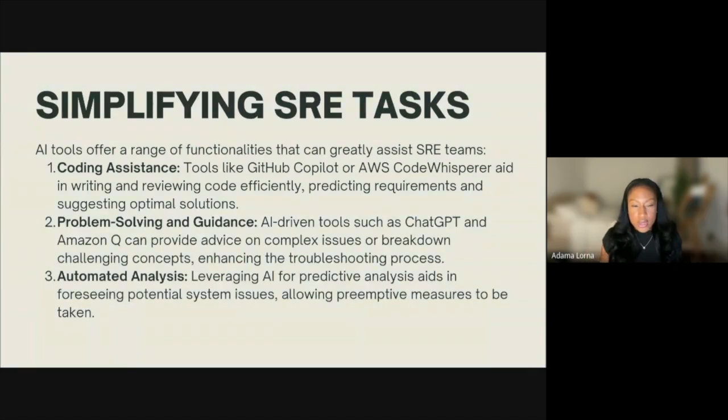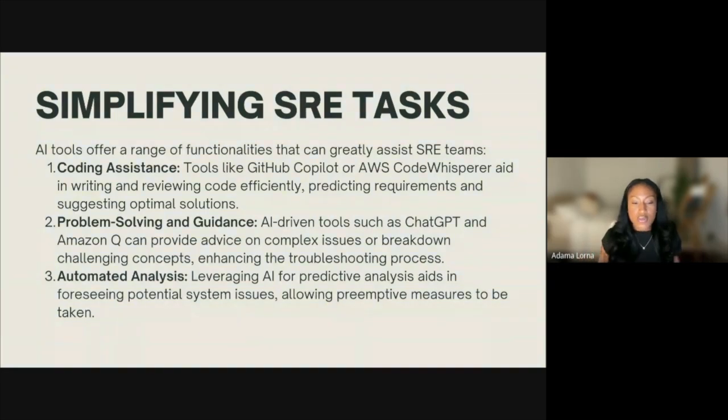The first one is coding assistance, things like GitHub Copilot or AWS Code Whisperer. Because we may be writing code, we may be writing scripts in order to automate some work, or we may be writing a Terraform file or set of files. These coding assistants can help us. They can help predict what we're going to write next, or they may be able to write the tests for the code that we're writing and cut down the time that we have to spend on things like that.